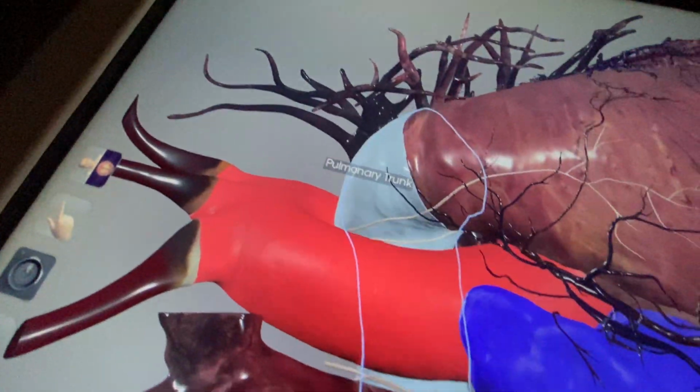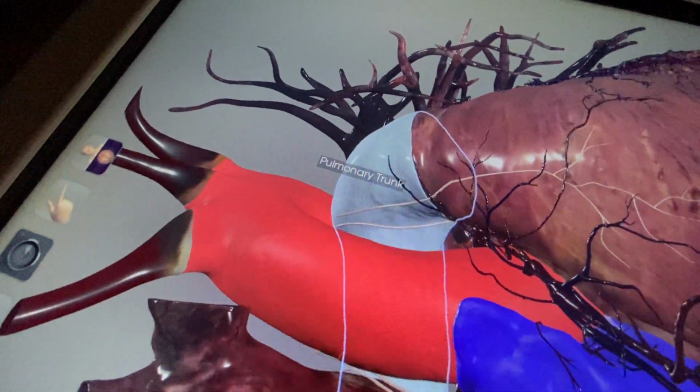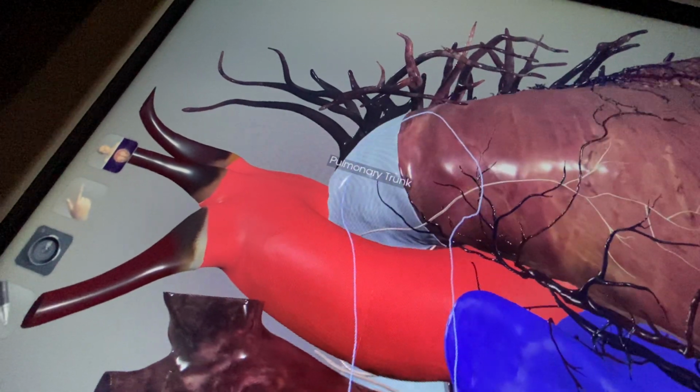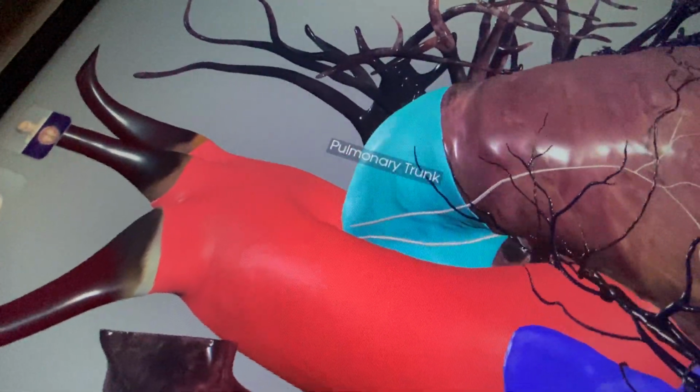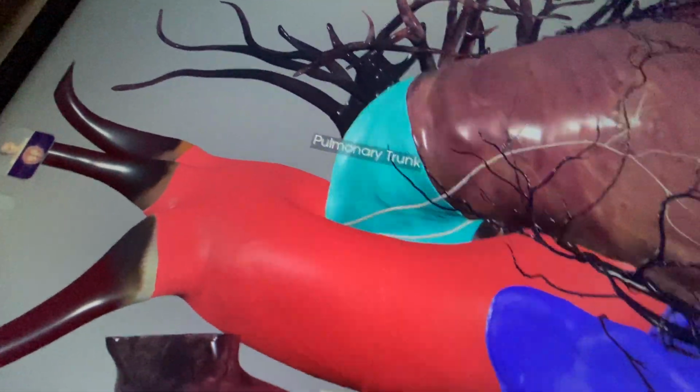Therefore, this structure right here is your pulmonary trunk, which will lead into your right and left pulmonary arteries. And let's color that a different color, blue, to connote deoxygenation, or red blood cells carrying carbon dioxide.